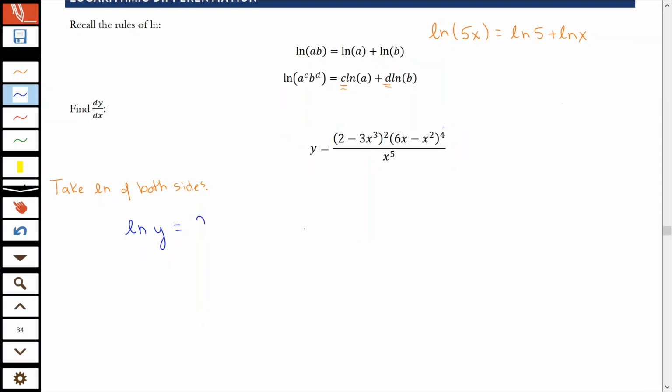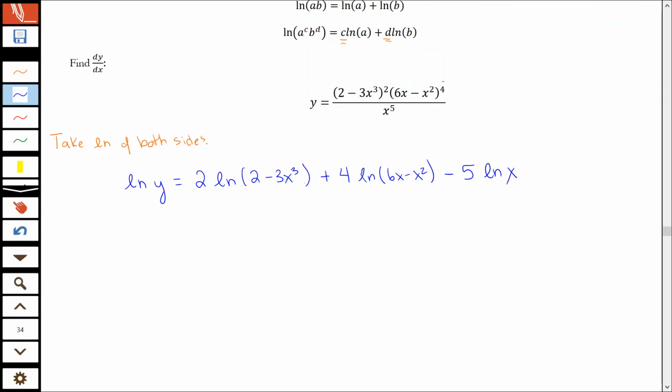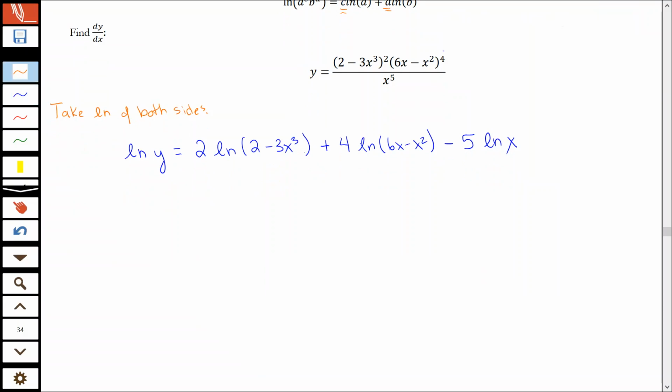So I'm going to have 2 ln(2 minus 3x cubed), because that's my base, plus 4 ln(6x minus x squared) minus 5 ln x. So we haven't done any derivatives, we just took the ln. And so now, once we've simplified this, we're going to take the derivative.